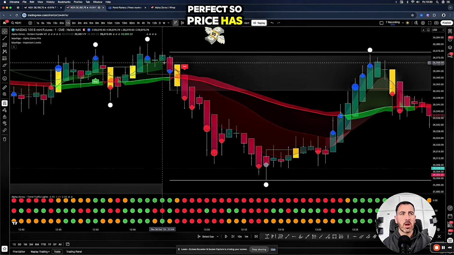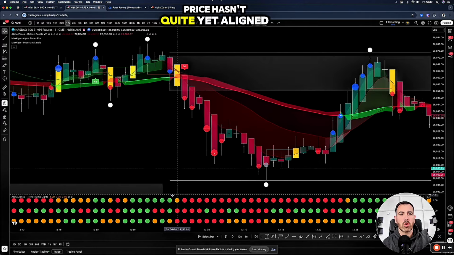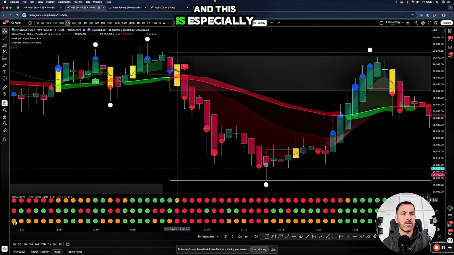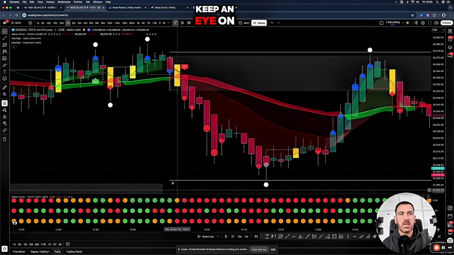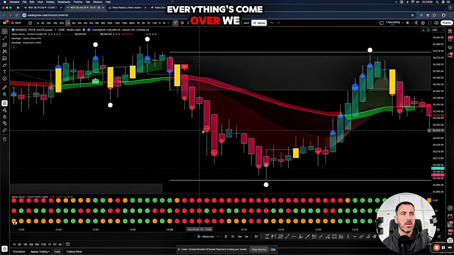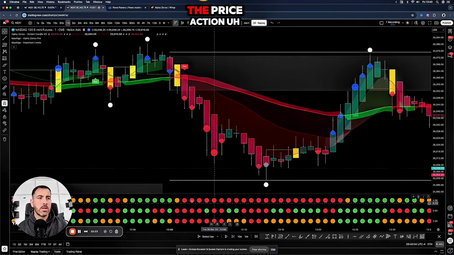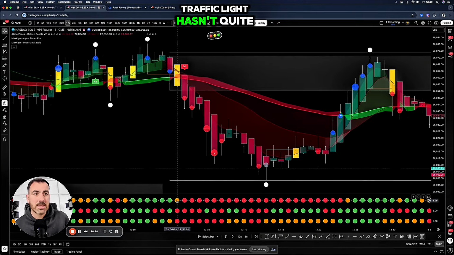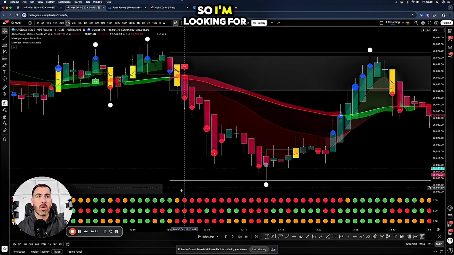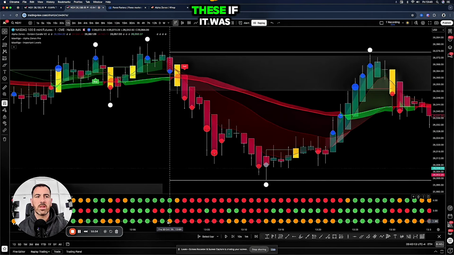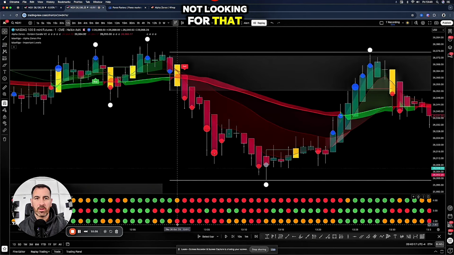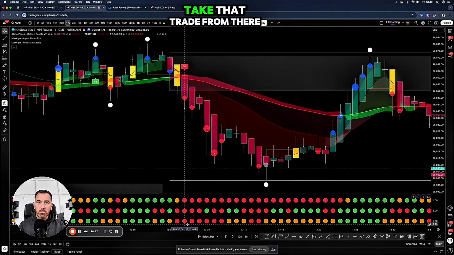Okay, perfect. So price has come up. We've had a golden candle. Price hasn't quite yet aligned with these. And this is especially for you guys who are already in our Discord and doing the learning. These ones I actually keep an eye on. So you've had a golden candle. Everything's come over. We are bearish. We're under the hourly. Price, let me just move it over here. The price action traffic light hasn't quite gone red, but you have had a golden candle. So I'm looking for just this one, I'm not looking for these. If it was 2 red here and an orange here, I'm not looking for that. I am looking for that orange one there. If that goes red and we get a push through there, that will turn this red, giving me that. So I'm comfortable to take that trade from there.